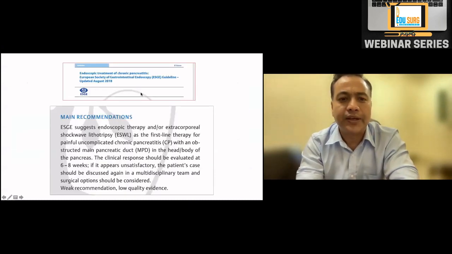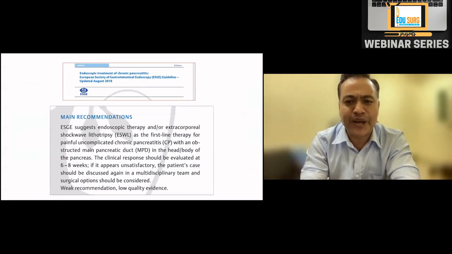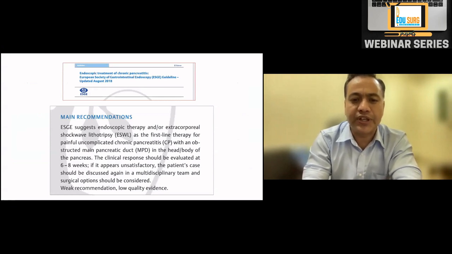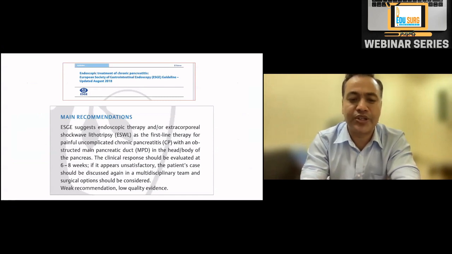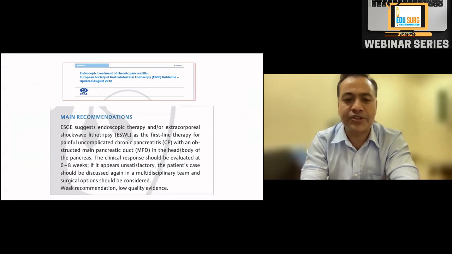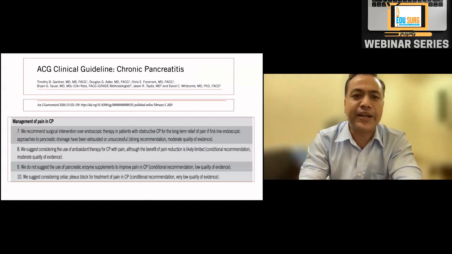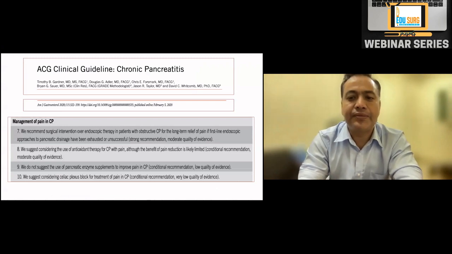The ESGE guideline, which was published in 2018, suggested endoscopic treatment as the first-line treatment, with or without ESWL, in patients with uncomplicated chronic pancreatitis for the control of pain. They suggest assessing the response in the next 6 to 8 weeks. If it appears unsatisfactory, the patient needs to be discussed in a multidisciplinary team and surgical options have to be considered. Similarly, the recently published ACG clinical guideline on chronic pancreatitis has also suggested surgical intervention over endoscopic treatment only when the first-line endoscopic approaches have been exhausted or unsuccessful.